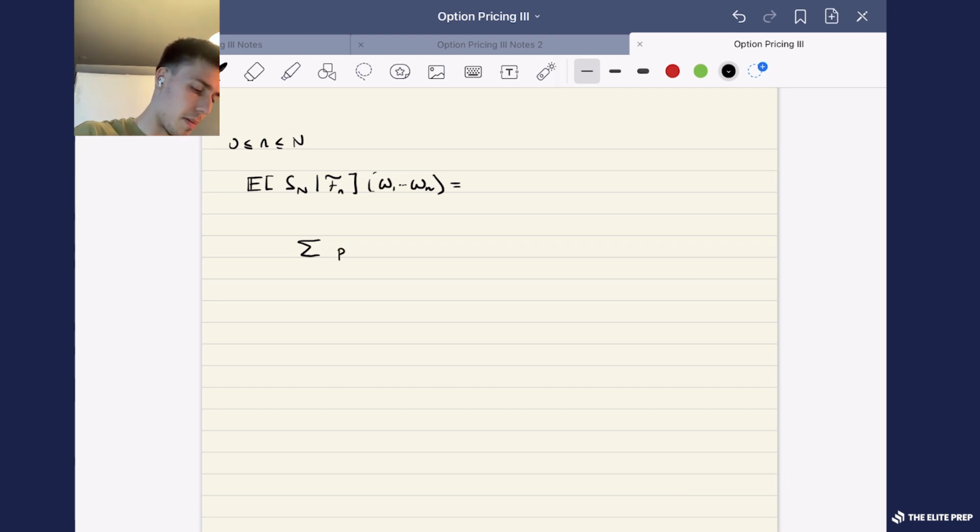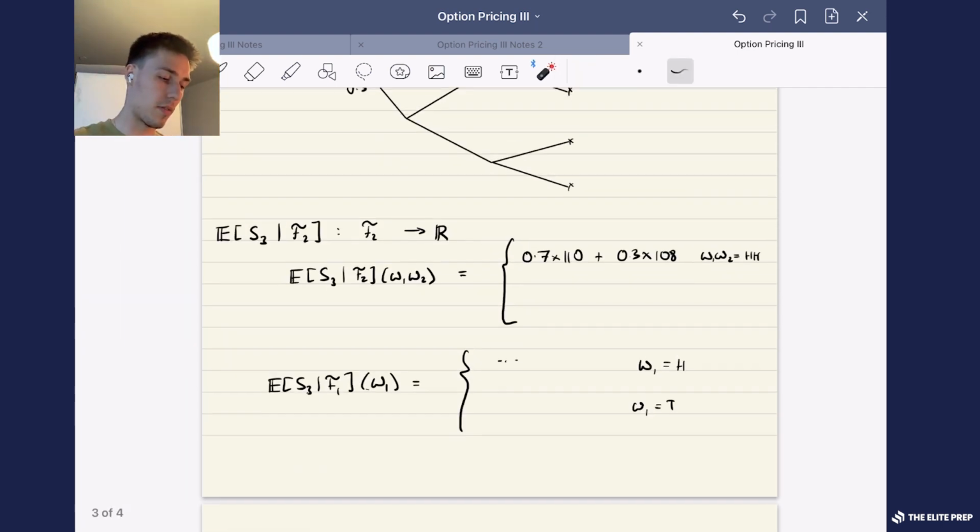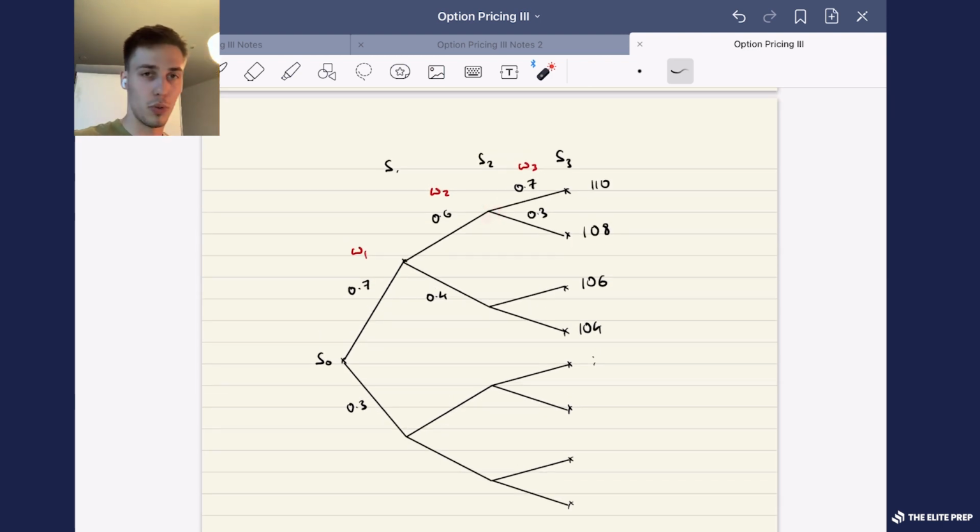That would be p to the power of the number of heads in omega n plus 1 to omega N, q to the power of the number of tails in omega n plus 1 to omega N. And finally, you just evaluate S_N at the path, which is omega 1 to little n, and then we append the path omega n plus 1 to omega N. The sum is over all possible paths if we start at the node which we condition on.